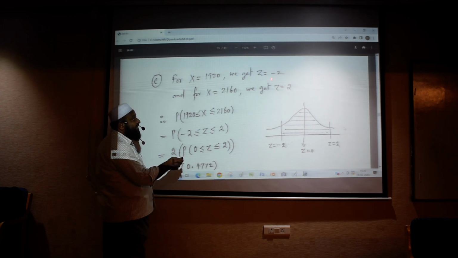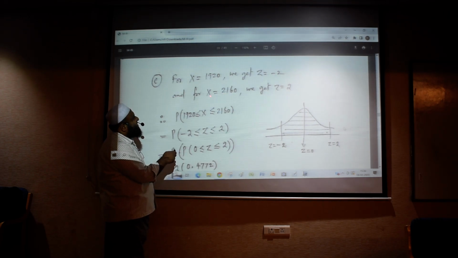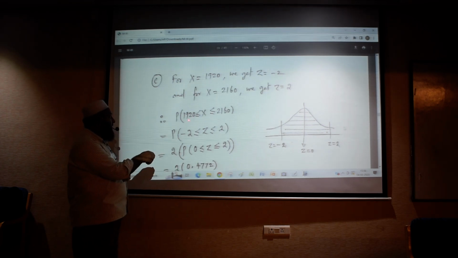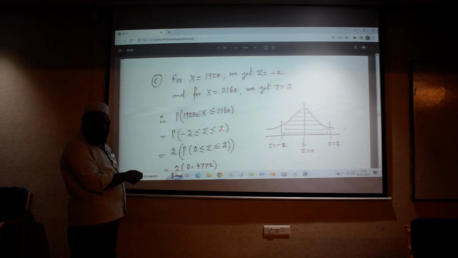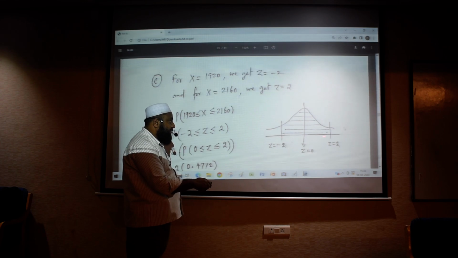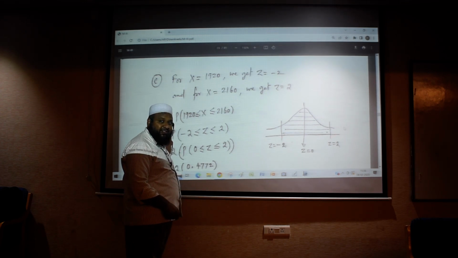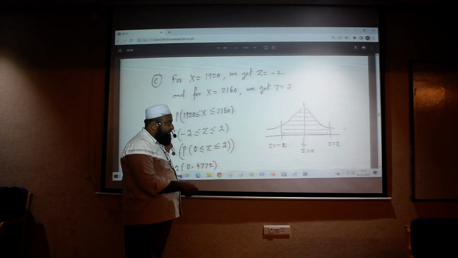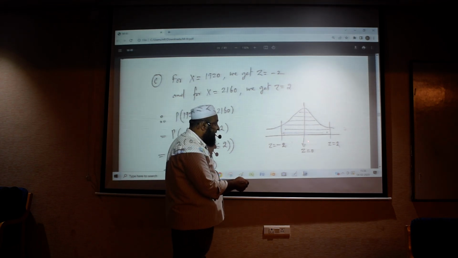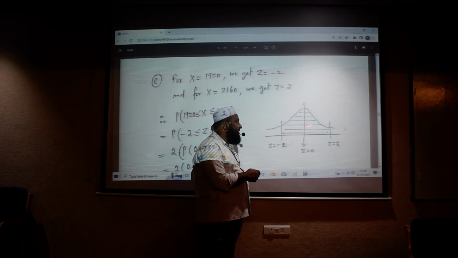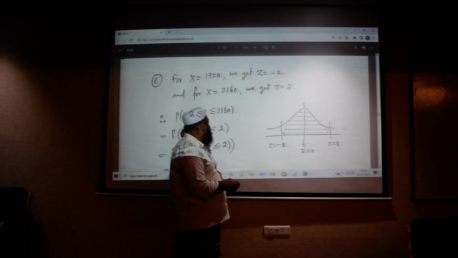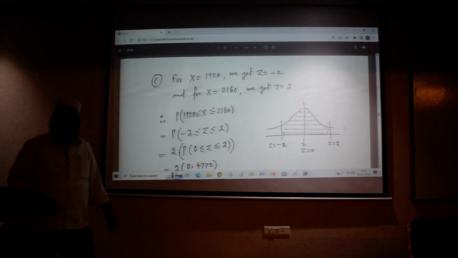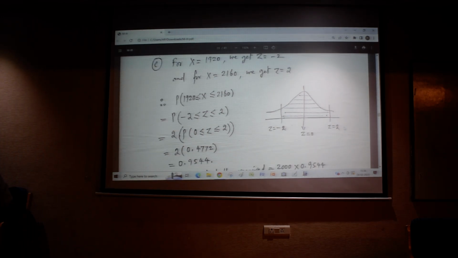So what are the Z values? Minus 2 and plus 2. Just substitute and you will get those values. So from 1920 up to 2160, Z lies between minus 2 and plus 2. I need the area from minus 2 up to plus 2. What is the idea? Not 1 minus. The thing is, this area is the same as this area, so it is 2 times this area. So I have written 2 into the probability.